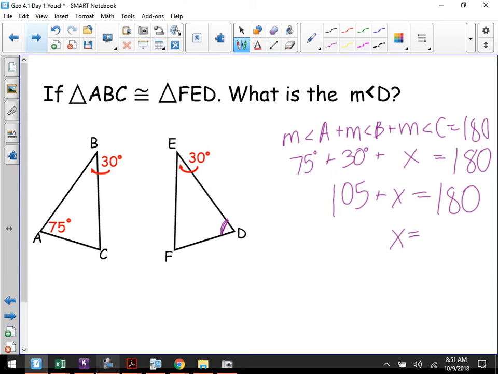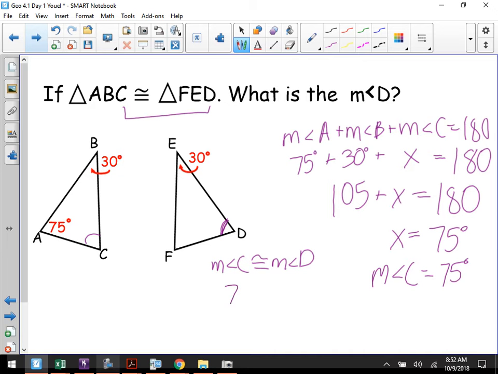Good. So now what's our value of x is really what the measure of angle C is. So now we can say the measure of angle C is equal to 75 degrees. And then from this congruency statement, we can mark and we can see that the measure of angle C is congruent to the measure of angle D, which is what we're looking for. So these two are congruent. So since the measure of angle C is congruent to measure of angle D, therefore 75 degrees is what the measure is for angle D.